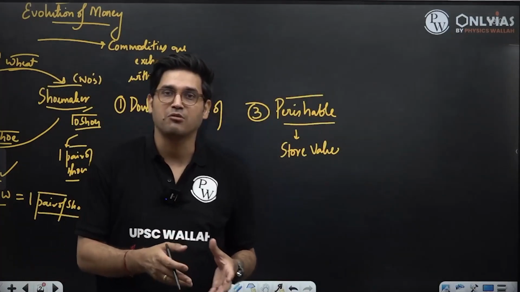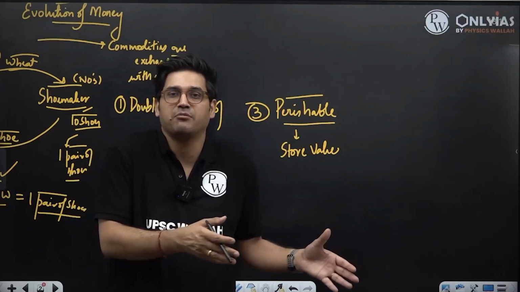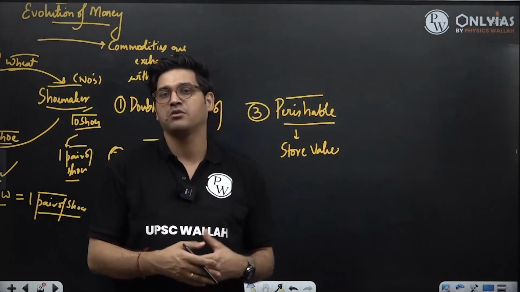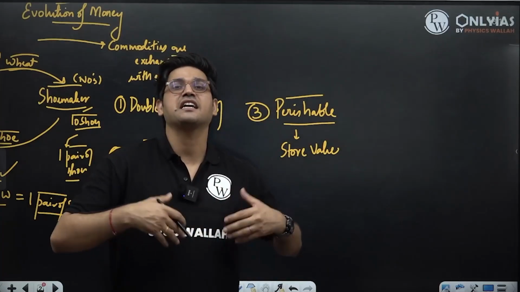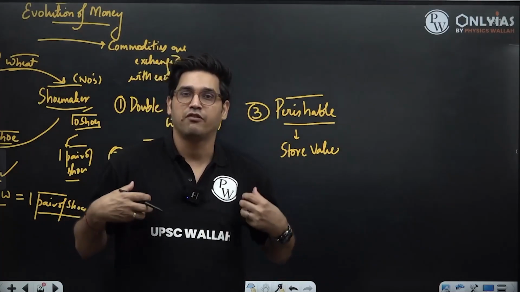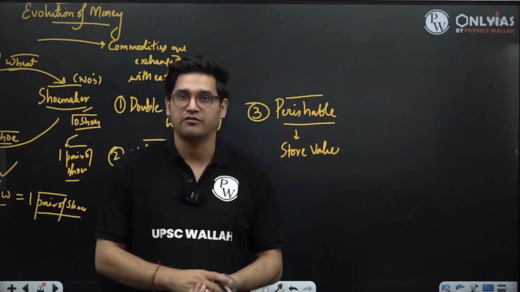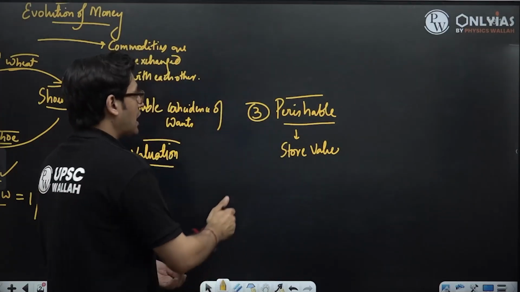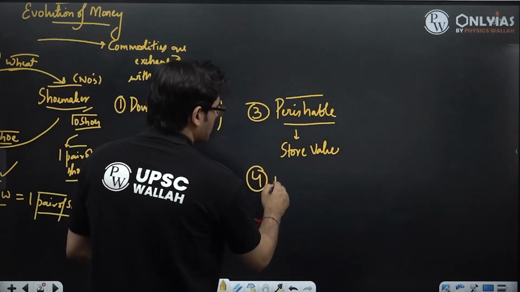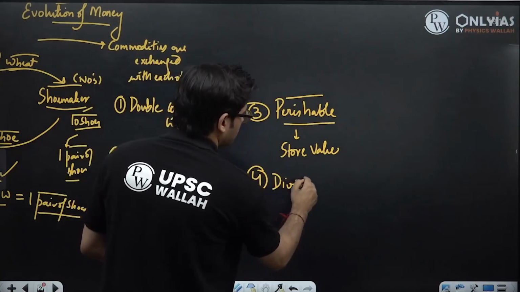All of these perishable commodities are going to die down. Some of them in a couple of days, some of them in a couple of months, some of them in a couple of years. That means I cannot hold this value with me for a long period of time, which is a big problem of the barter system.